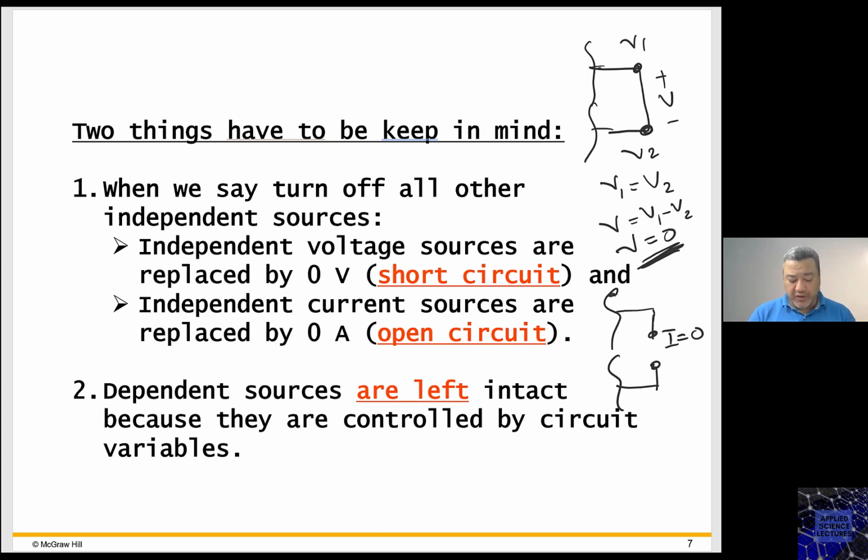So whenever I have an open circuit, I have a 0 current. That's why when I switch off independent sources, a voltage source I will be replacing with a piece of wire, and a current source I will be replacing with an open circuit, right? Dependent sources are left intact.